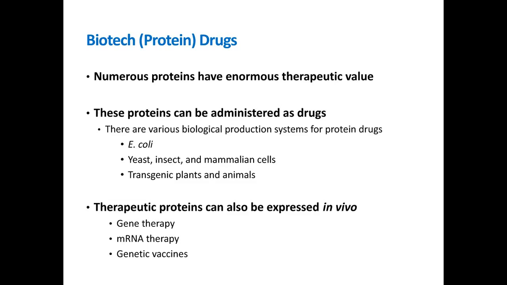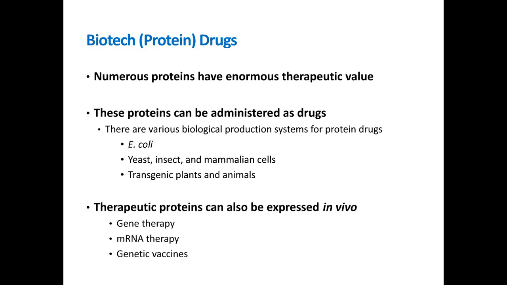And these proteins can be administered two ways, either as drugs or they can be expressed in vivo, so in the person. And when you're making a protein as a drug, you can express it in E. coli. There's a lot of different production systems, yeast, insect, mammalian cells. There's transgenic plants and animals. Most of these proteins are expressed in Chinese hamster ovary cells. This is a cell line of choice because it has very good growth properties, very good expression properties.